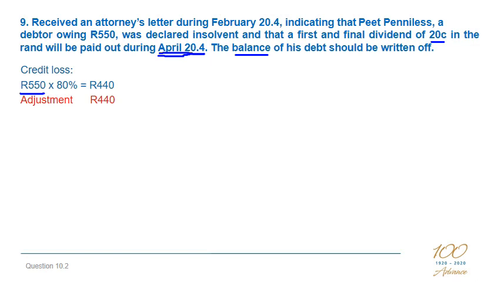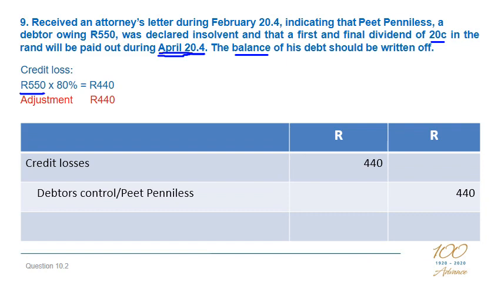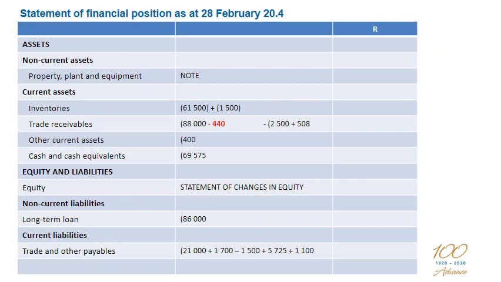Now, credit losses cannot be kept in the debtor, in the asset. So I will have to credit the debtor's control and the name of the debtor and debit the credit losses. Only the debtor's control is an asset. So that 450 credit side of debtor's control will influence my statement of financial position. So I deduct it from my debtor's control amount that I started out with. Remember, this is actual credit losses, not possible credit losses like the allowance for credit losses that I have over there.